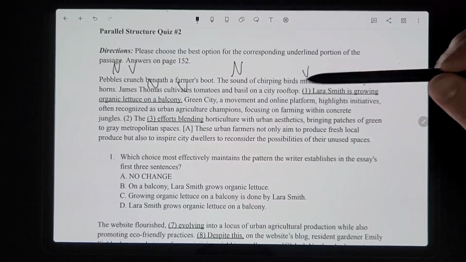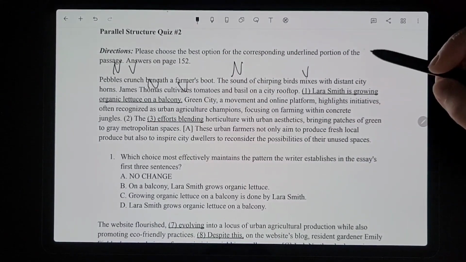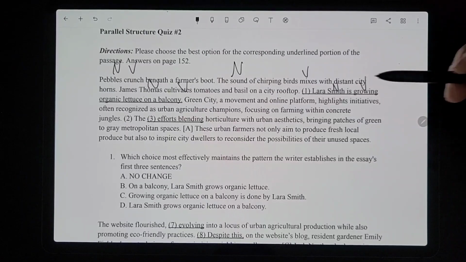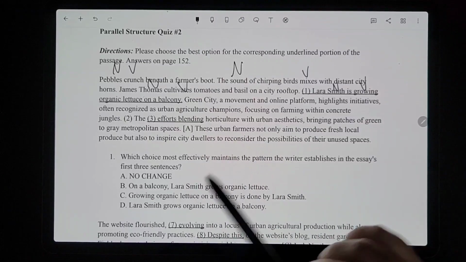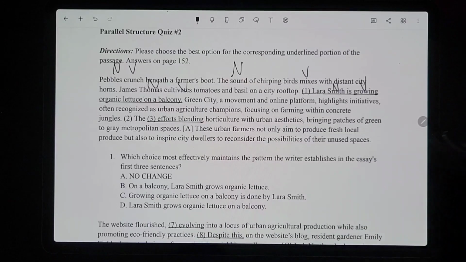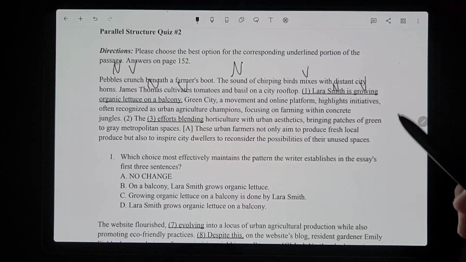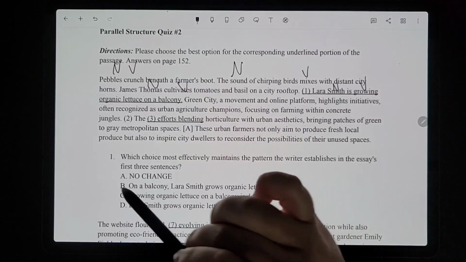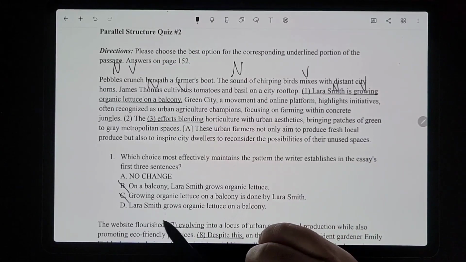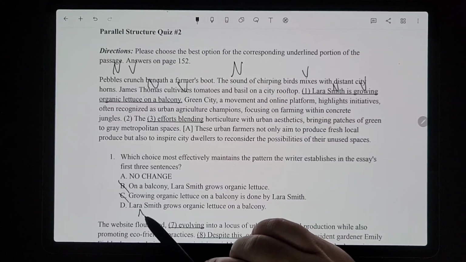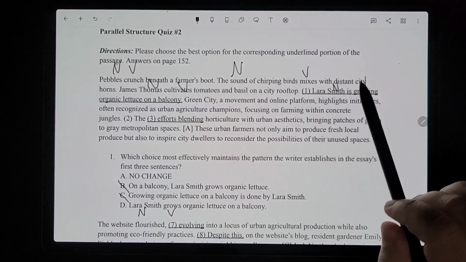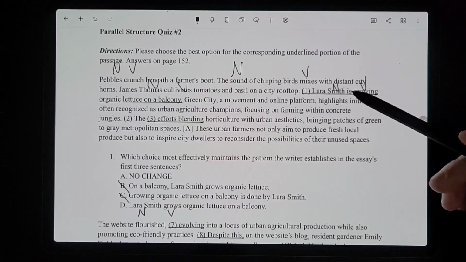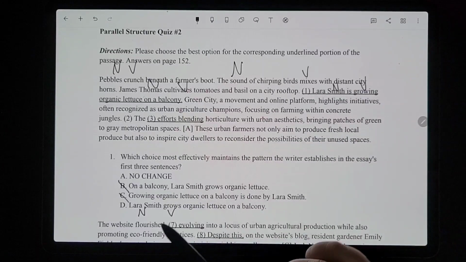Laura Smith is growing organic lettuce on a balcony. So that is noun, verb, with the is growing part. So that could work, but let's make sure that there's not any other ones that follow the noun, verb pattern. So B and C automatically don't follow that pattern, but answer choice D right here does follow the noun verb pattern. So now we have to determine, is the better choice answer choice A, no change, keeping it as is, or answer choice D.